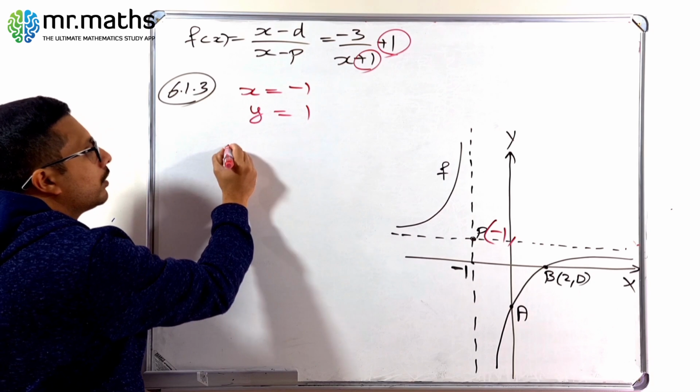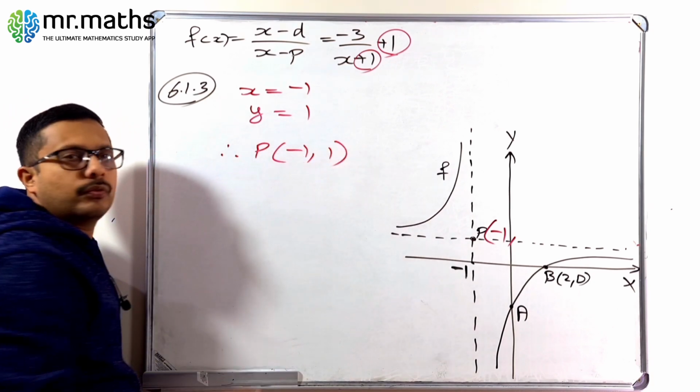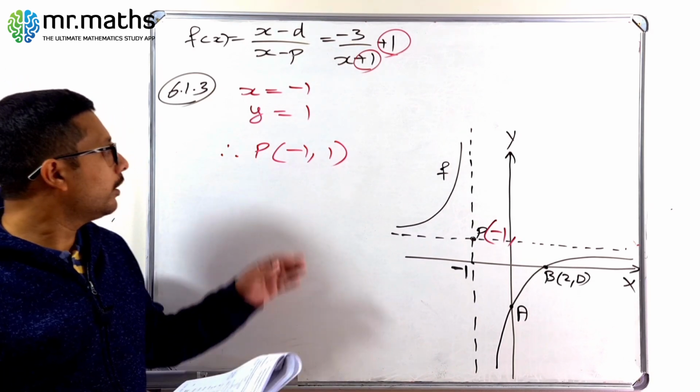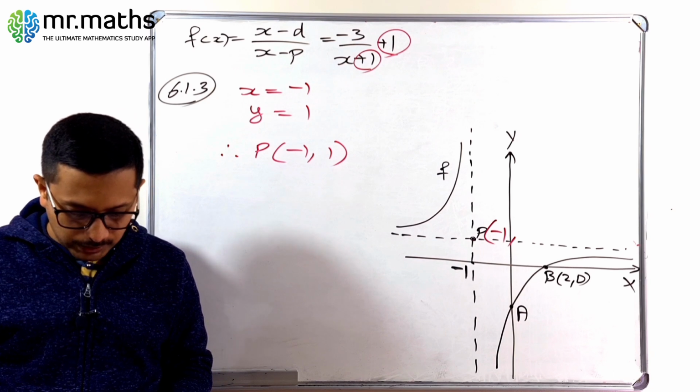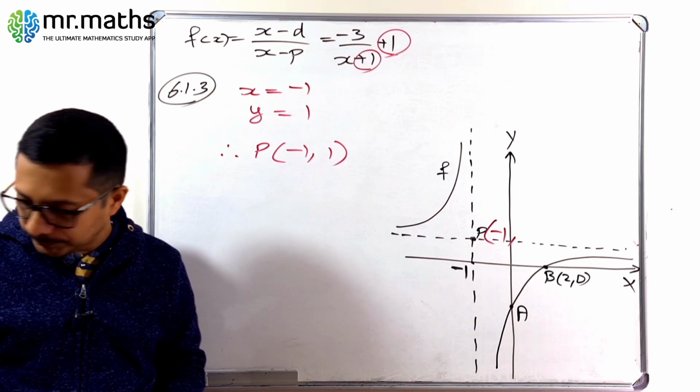So what is the coordinate of P? P is minus 1 comma 1. So that is 6.1.3. The coordinate of P is minus 1 comma 1. Now let's go to the next question, 6.1.4.